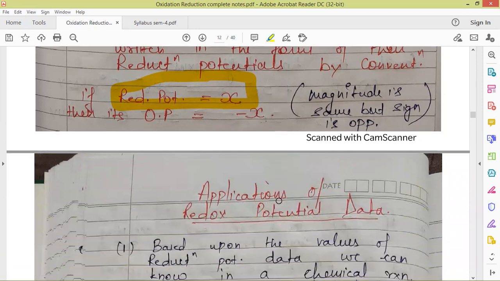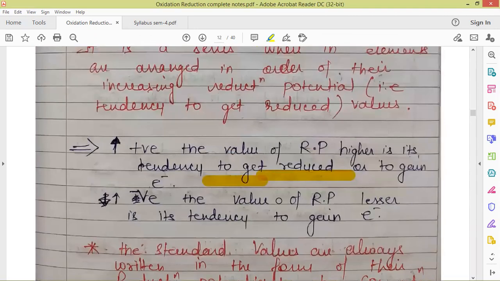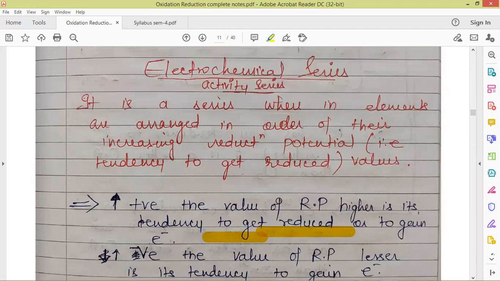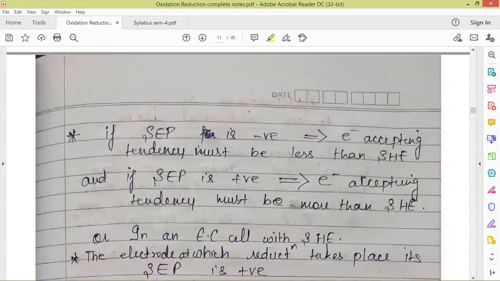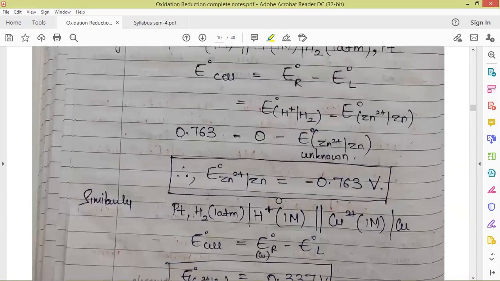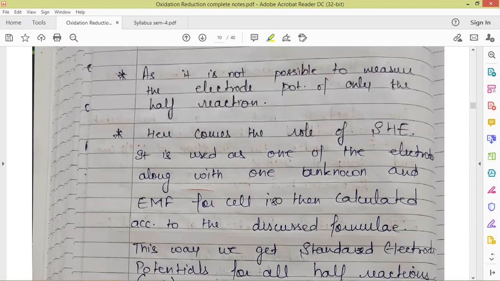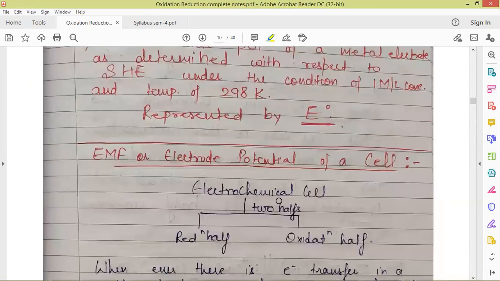So this is it for this video. In the next video, we'll be discussing the applications of redox potential data. In this video, we have discussed the electrochemical series. We have discussed how to calculate the standard electrode potential for different electrodes. This is very important, and we also covered how standard electrode potentials are written as reduction potentials, and the significance of the positive and negative values of standard electrode potential. These are the things we have discussed so far.